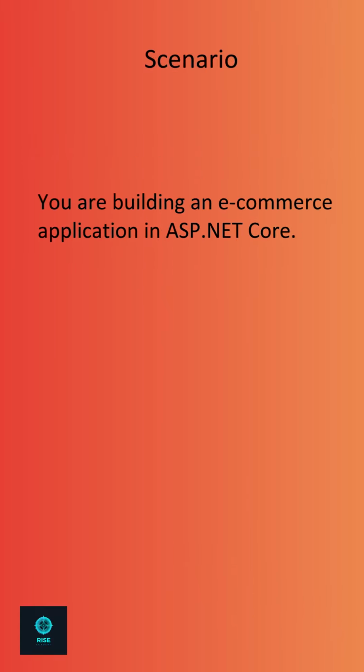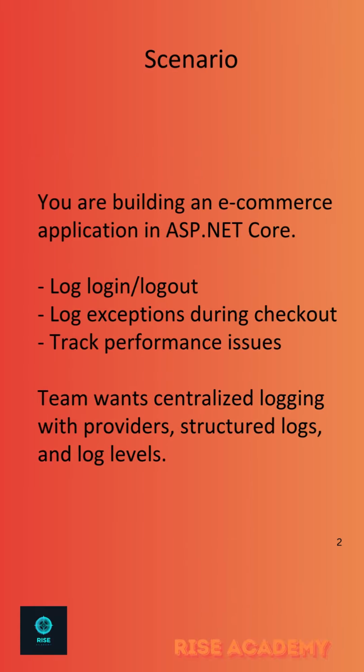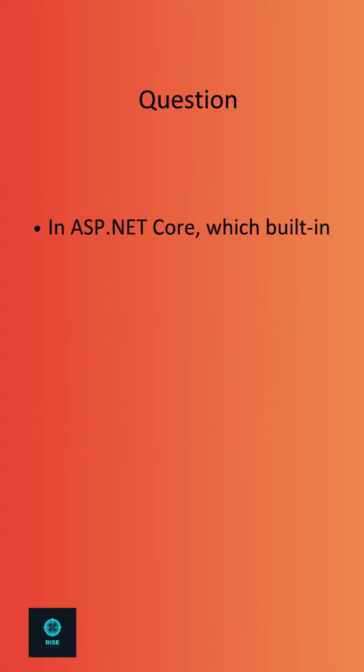Imagine you're building an e-commerce application in C# and ASP.NET Core. Your users are complaining that sometimes orders are not being placed successfully, but when you test, everything looks fine. How do you find out what's happening in production, where you cannot just debug line by line? This is where logging comes in. Logging gives you a window into the runtime behavior of your application, helping you capture the exact issue without being inside the user's system.